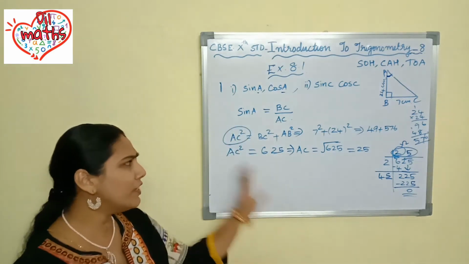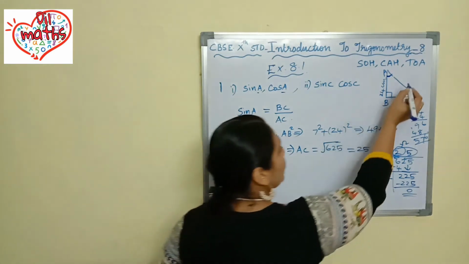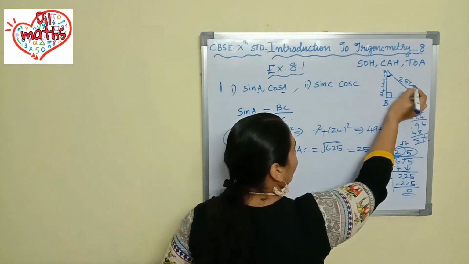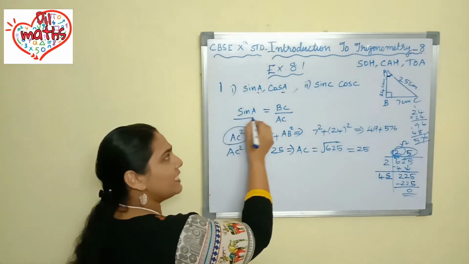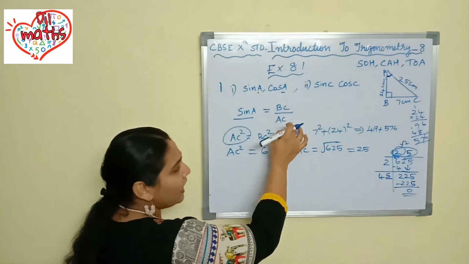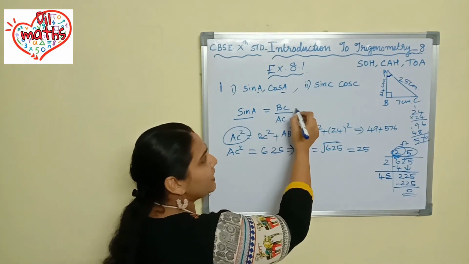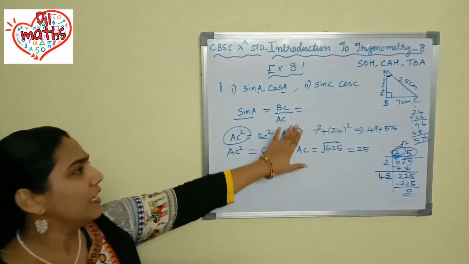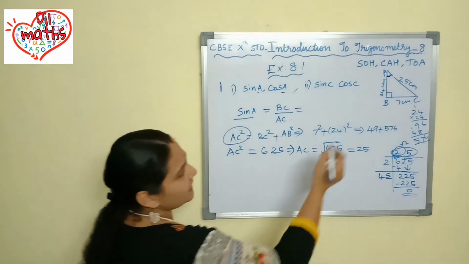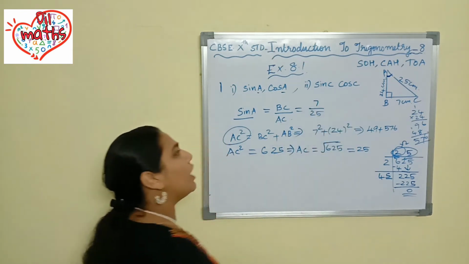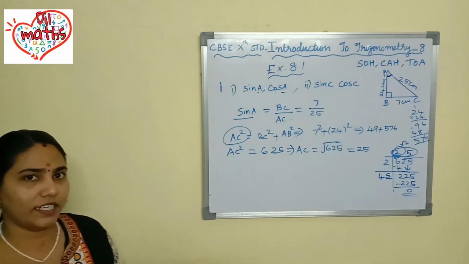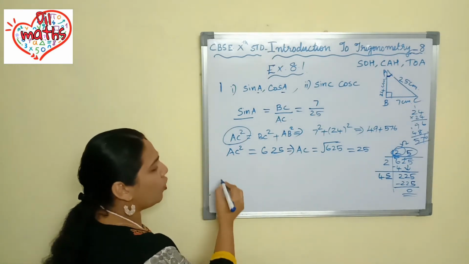So we got AC is equal to 25 centimeter. Here I told you that sin is equal to opposite by hypotenuse. So BC by AC. Now we got AC also. So what is BC? The 7. And what is AC? The 25. So what is sin A? 7 divided by 25.